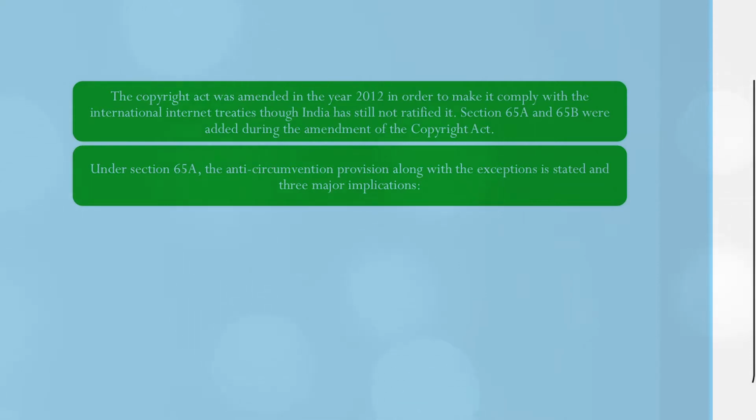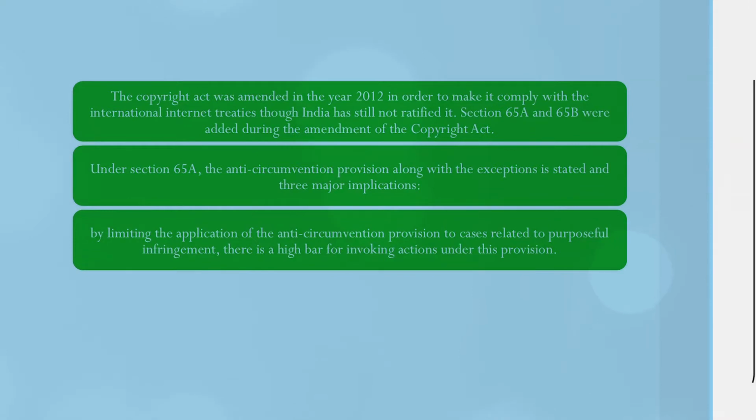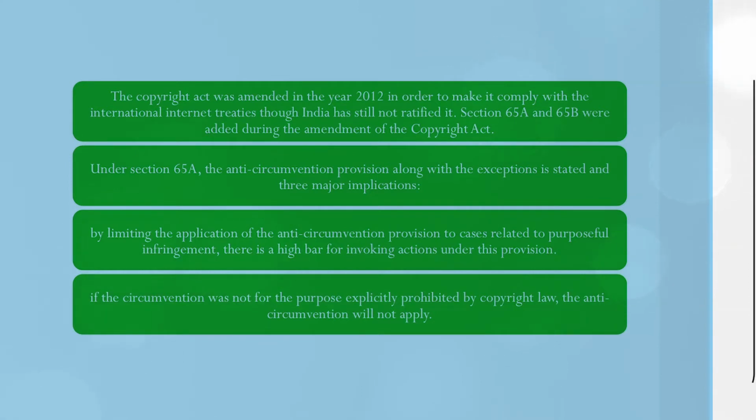Three major implications of this section are: by limiting the application of anti-circumvention provision to cases related to purposeful infringement, there is a high bar for invoking actions under this provision. That means that one can limit the application of anti-circumvention provision in cases of purposeful or intentional infringement if the circumvention was not for the purpose explicitly prohibited by copyright law. The anti-circumvention will not apply.